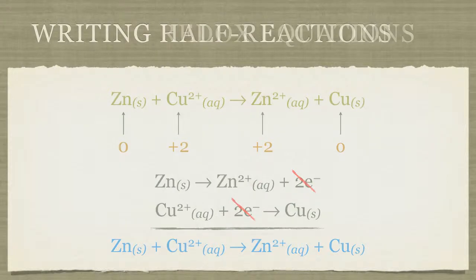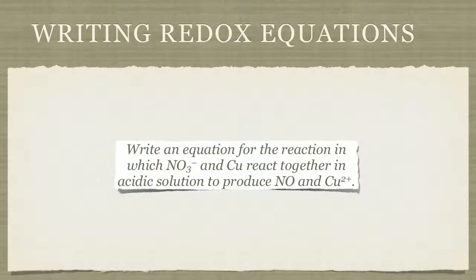Let's try to write a full redox equation using half reactions along the way. Here's an example problem from our book. Take note of our reactants, nitrate and copper, and our products, nitrous oxide and copper 2+ ion. Also, this reaction is specified to happen in acidic solution. That'll be important later.